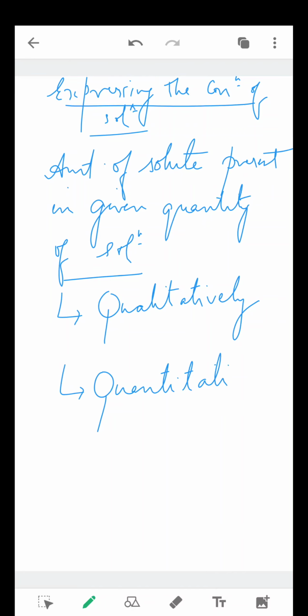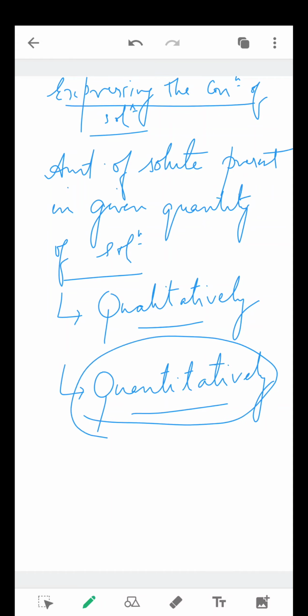Either qualitatively or quantitatively. If we are expressing the concentration qualitatively, we can say that the solution can either be dilute, that is a relatively small amount of solute is added, or concentrated, that is a very large amount of solute is added. When we are talking about the quantitative determination, that is the concentration of an analyte, it can be estimated or expressed as a numerical value in appropriate units. That is how we determine it quantitatively.